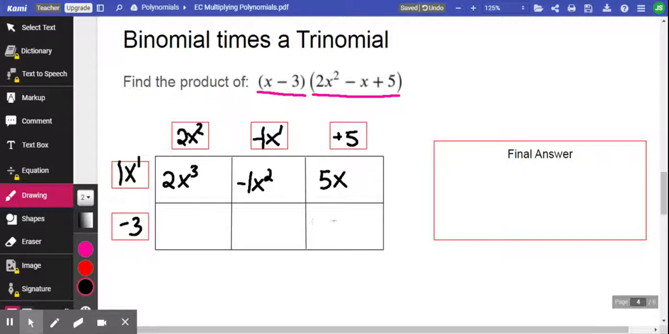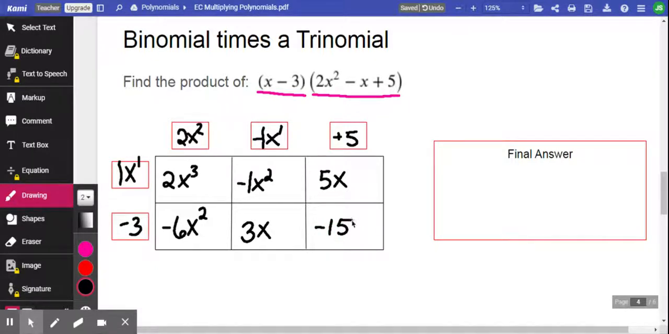Now I'm going to do the same thing at the bottom. This row goes a little bit faster usually, especially when all you have is a constant. There's no x, so you only have to worry about multiplying the fronts. So that kind of gives you a little bit of a break. Negative 3 times positive 2 gives me a negative 6, and then I bring my x squared along. My next box, I have a side of negative 3. A top of negative 1x, negative 3 times negative 1 gives me a positive 3, and then I have my x. Last but not least, I've got a side of negative 3, a top of positive 5, negative 3 times positive 5 is negative 15.